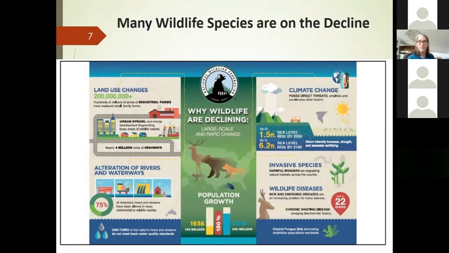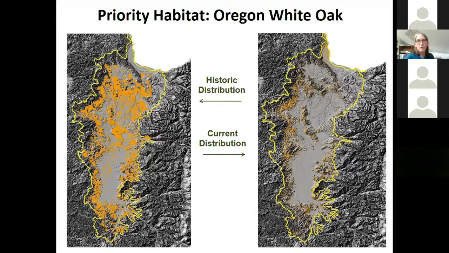Okay, so just bringing it home a little closer. This slide shows just the habitat loss that's occurred in one of our habitat types, Oregon white oak. And it sounds like some of you might have Oregon white oak on your land, and that's great. I'm excited to hear that. It is, and you probably know this, rare and special, and we have very little of it left in the Willamette Valley ecoregion in particular.